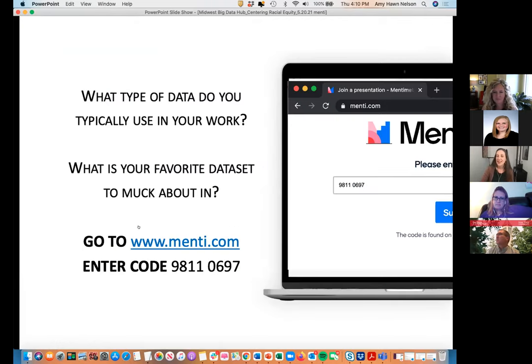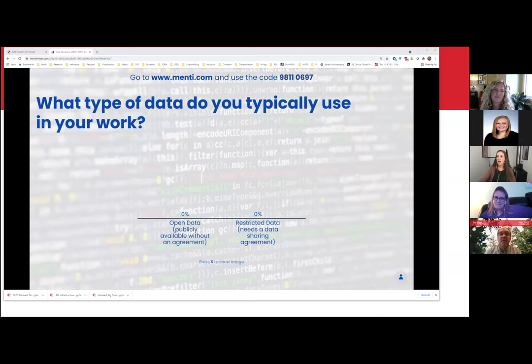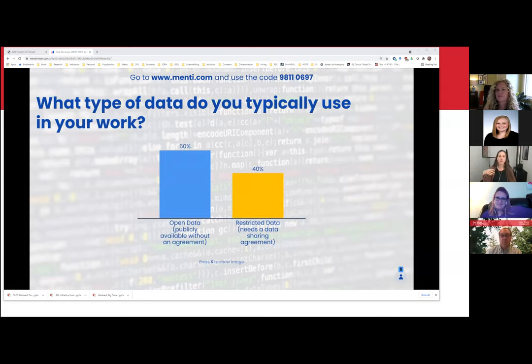All right, next Mentimeter, I will stop sharing. So this is a question about your favorite data set, or what type of data you typically use in your work. Do you typically use open data or do you typically use restricted data? So data that you have to have some kind of use agreement around. That might be a data sharing agreement, might be an MOU, might be a data use license.